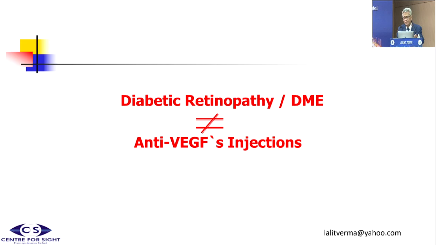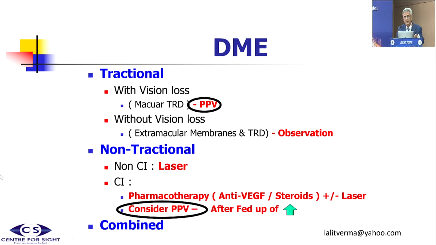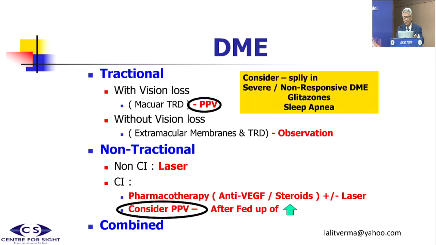Consider various factors. Consider the metabolic profile. Consider all the things before you pressurize the patient by injection. A lot of people call the patient by eye up time penny eye. So this is the last slide. Tractional, definitely PPV. In non-tractional, after having fed up and exhausted all the things, you can consider vitrectomy.